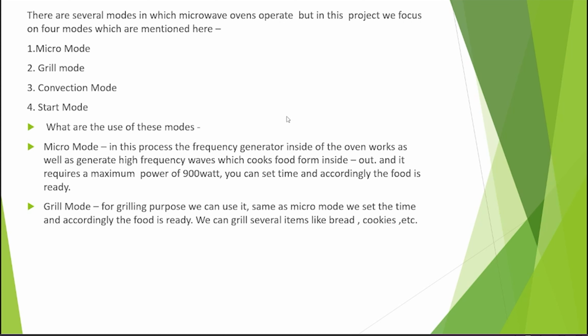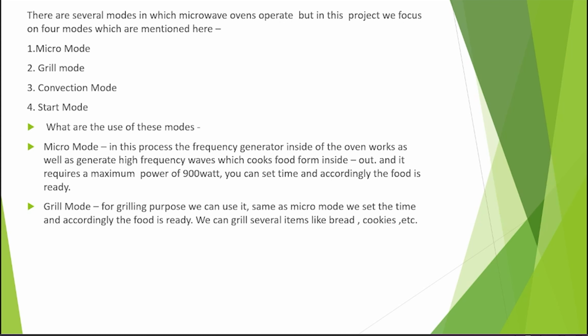Micro mode. In this process, the frequency generator inside the oven works and generates high-frequency waves which cook food from inside to out, and it requires a maximum power of 900 watts. You can set the time and accordingly the food is ready for you. Grill mode. For grilling purposes we can use it. Same as micro mode, we set the time and accordingly the food is ready. We can grill several items like bread, cookies, this type of thing.